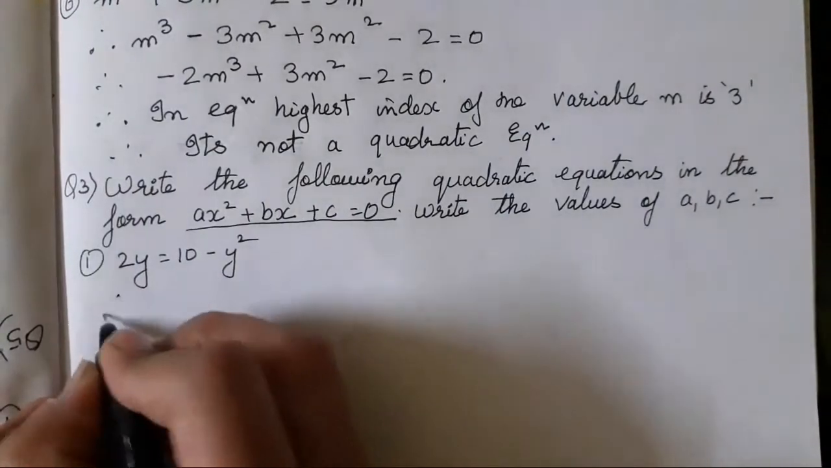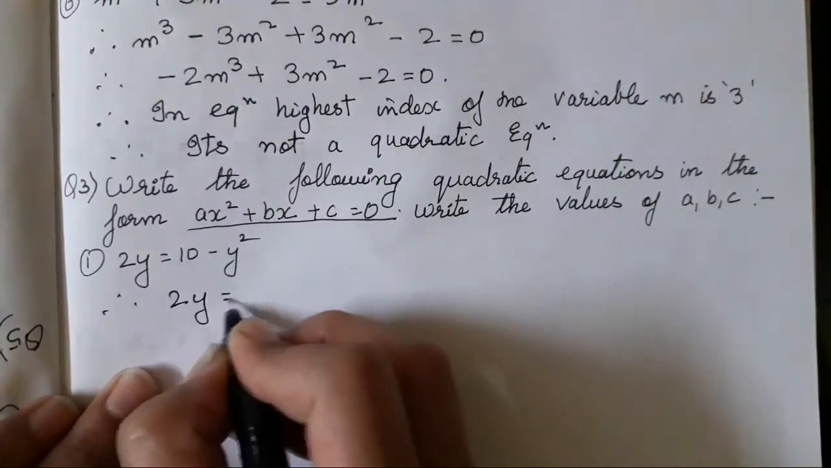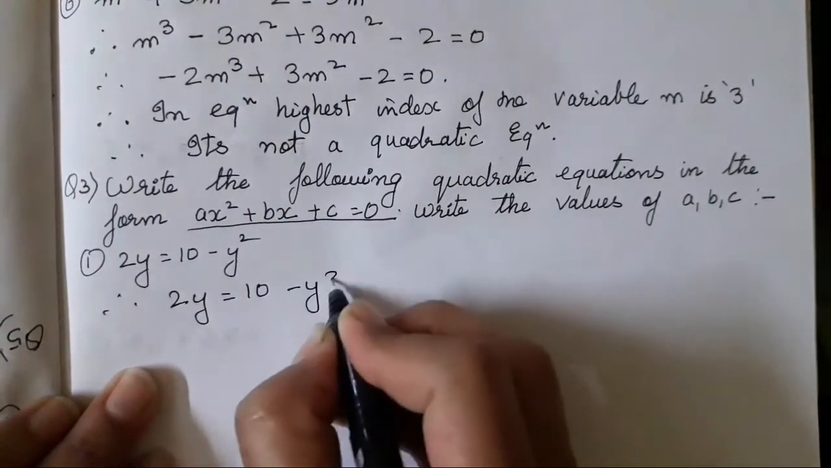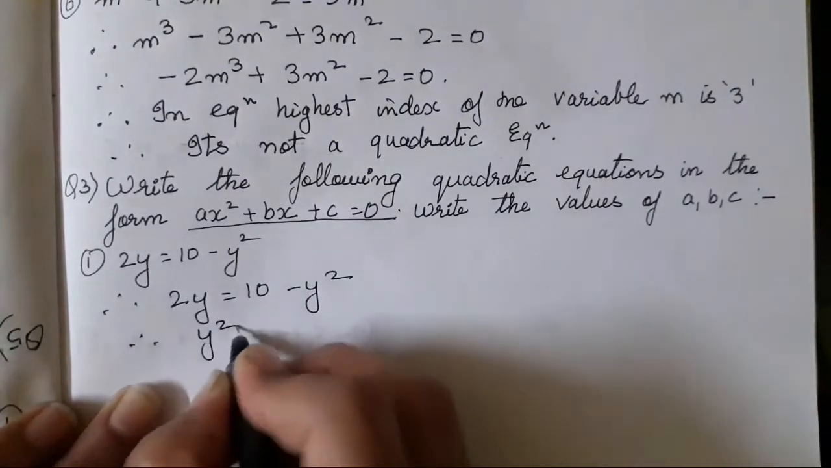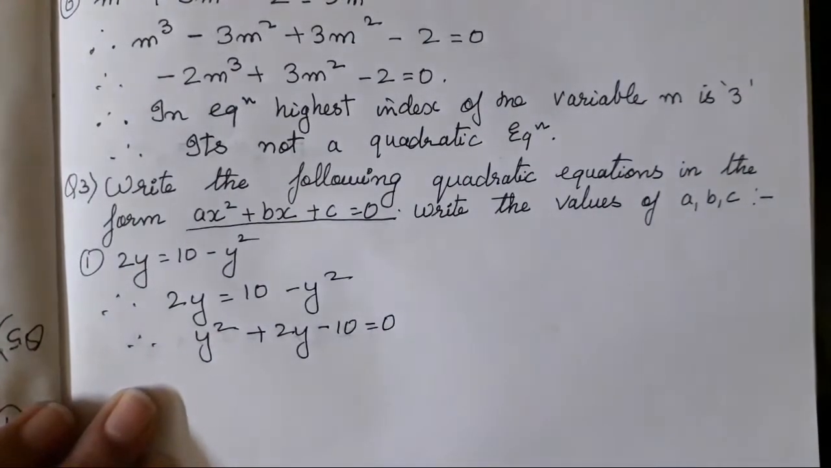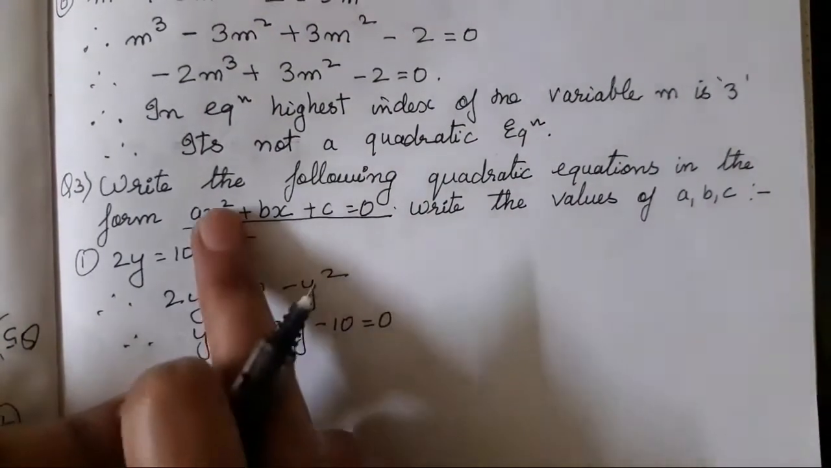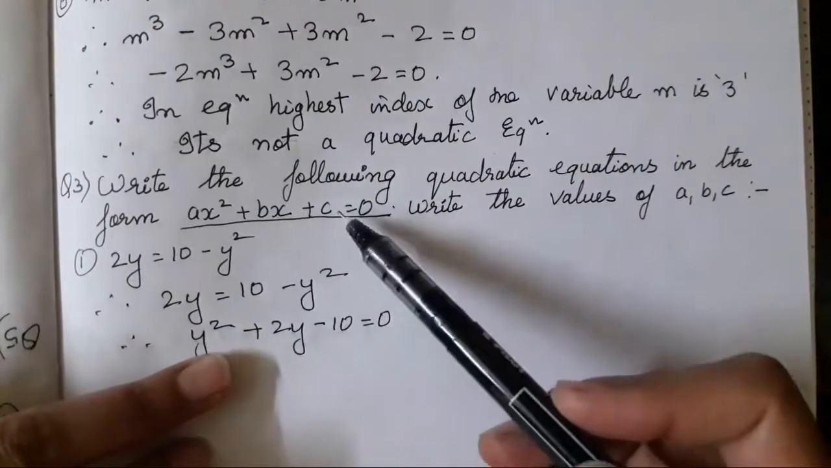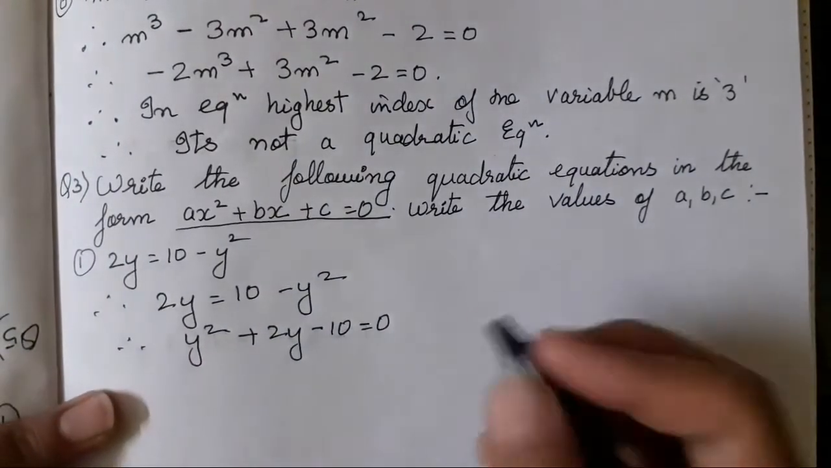So, 2y is equal to 10 minus y square. Therefore, y square plus 2y minus 10 is equal to 0. So you will see that I have already written it in this form. Okay, so the equation is complete.